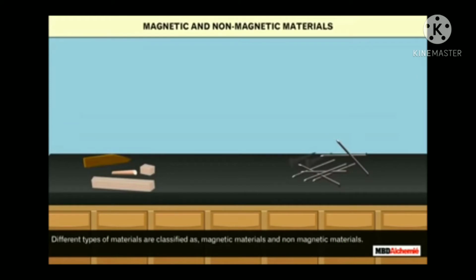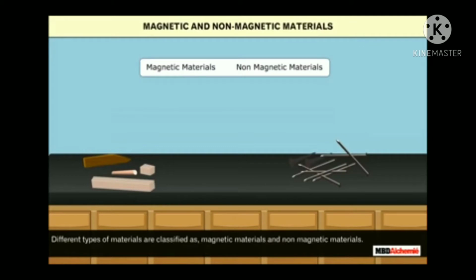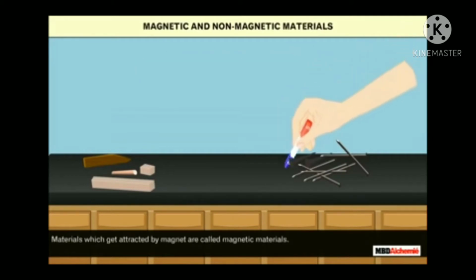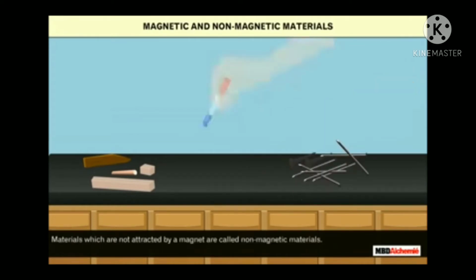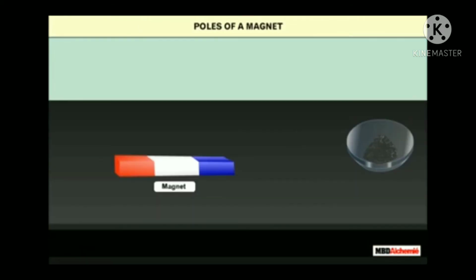Materials can be classified as magnetic and non-magnetic. Which are the magnetic materials? Materials which get attracted towards a magnet are called magnetic materials, for example, iron, steel, etc. Whereas materials which are not attracted by a magnet are called non-magnetic materials. For example, wood and plastic are non-magnetic materials.